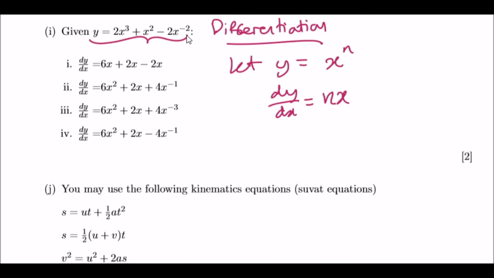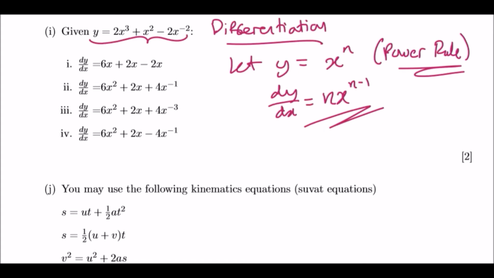So n take away 1 is n minus 1. That's literally the process. This rule is known as the power rule. So thank God it's very straightforward. Now let's go back to the original equation. So we're given y equals 2x cubed plus x squared minus 2x to negative 2. So let's go ahead and differentiate this, yeah?